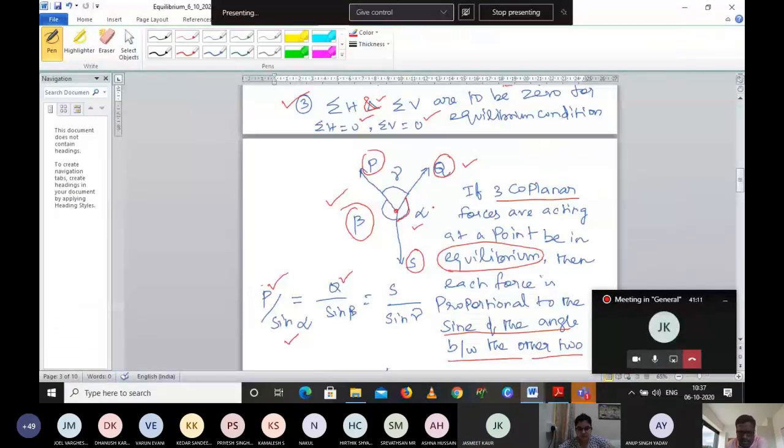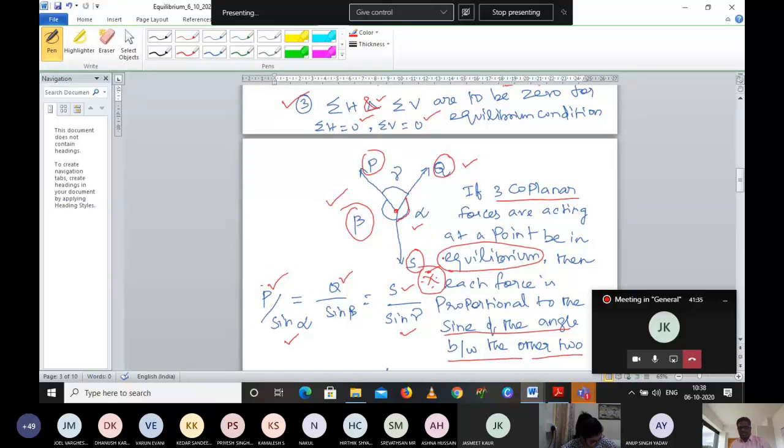The last one: the force R, with the sine of the angle between the other two, P and Q, being gamma. Is it okay? Yes, sir. This law is applicable only when it is in equilibrium. Please take a note: equilibrium. Don't substitute in other conditions. Please take a note of it.